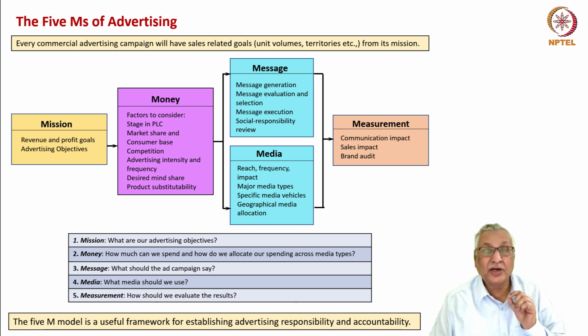The mission: what are our advertising objectives in terms of revenues and profits and coverage? What are our monetary resources that are available? How much can we spend and how do we allocate our spending across different media types? What should the ad campaigns say? Should we focus on the product, the company, or just the emotional connect? And what kind of media should we use and how do we measure the results? The 5M model is therefore a very useful framework for establishing advertising responsibility and accountability.